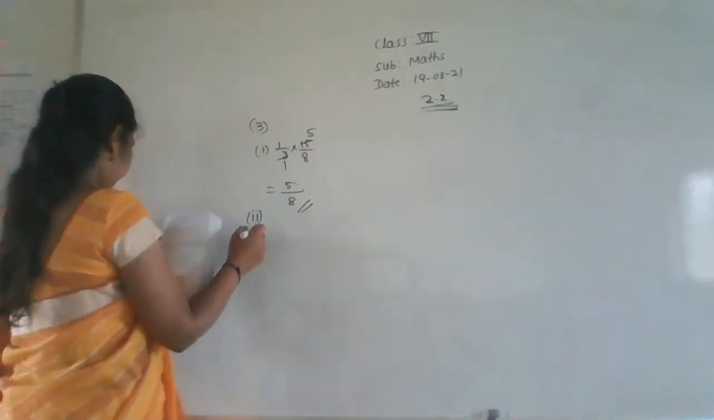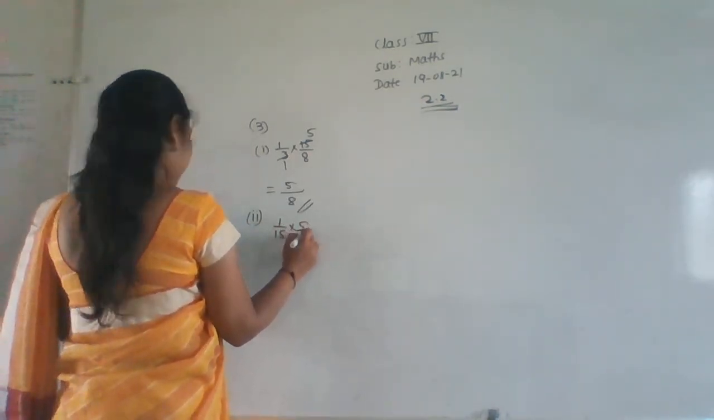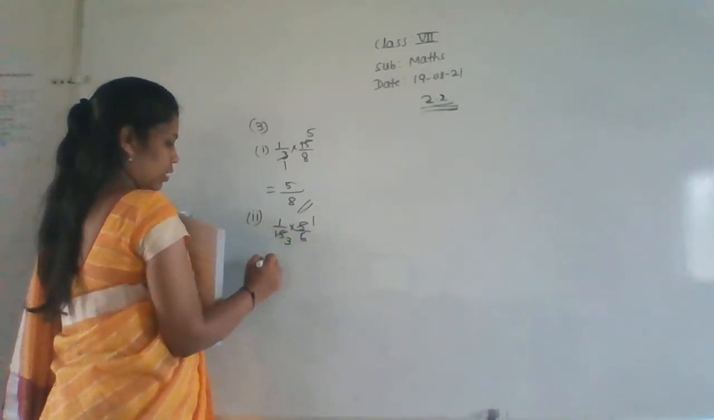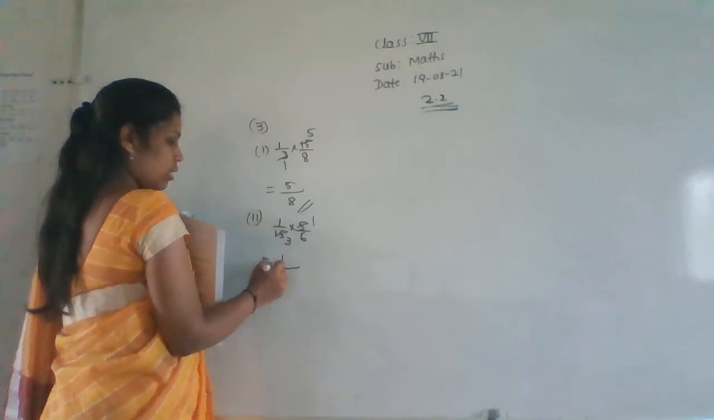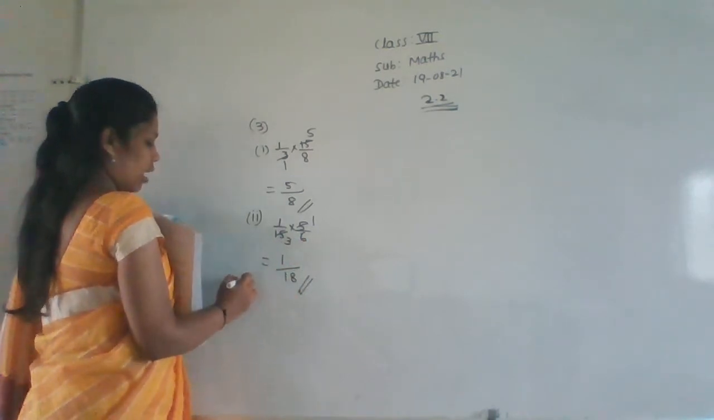Next, second one. 1 by 15 into 5 by 6. Here also, 5 ones are 5, 5 threes are 15. Right? 1 into 1 is 1. 3 into 6 is 18. 1 by 18 is the answer.